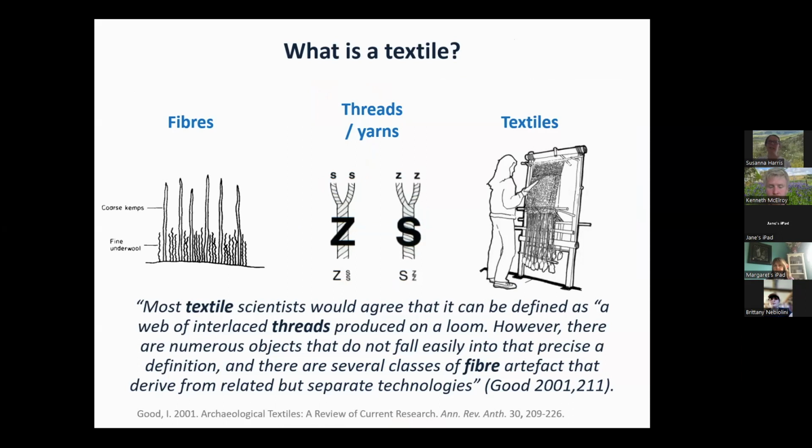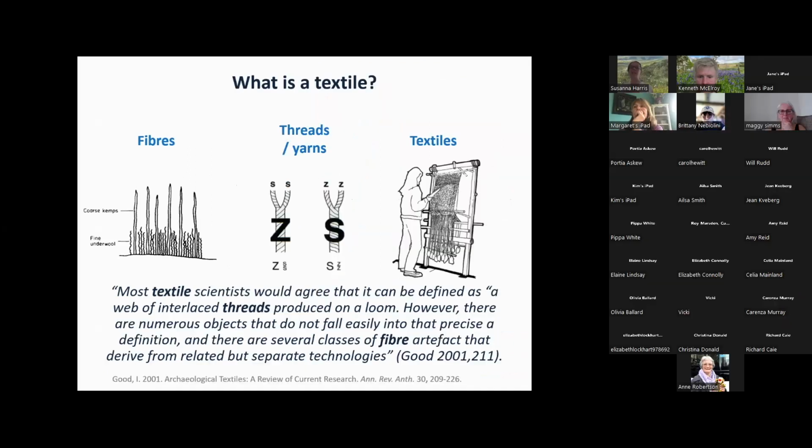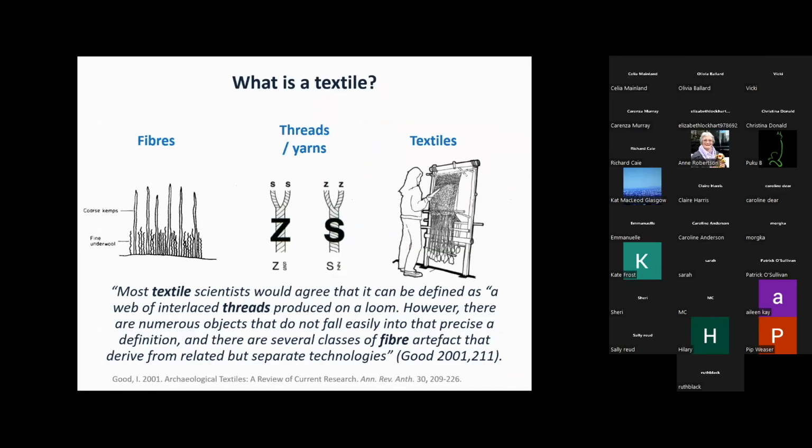So what is a textile then? Most textile scientists would agree that it can be defined as a web of interlaced threads produced on a loom. However, there are numerous objects that do not fall easily into that precise definition. And there are several classes of fibre artifact that derive from separate but related technologies. So this definition really brings together a number of different technologies.